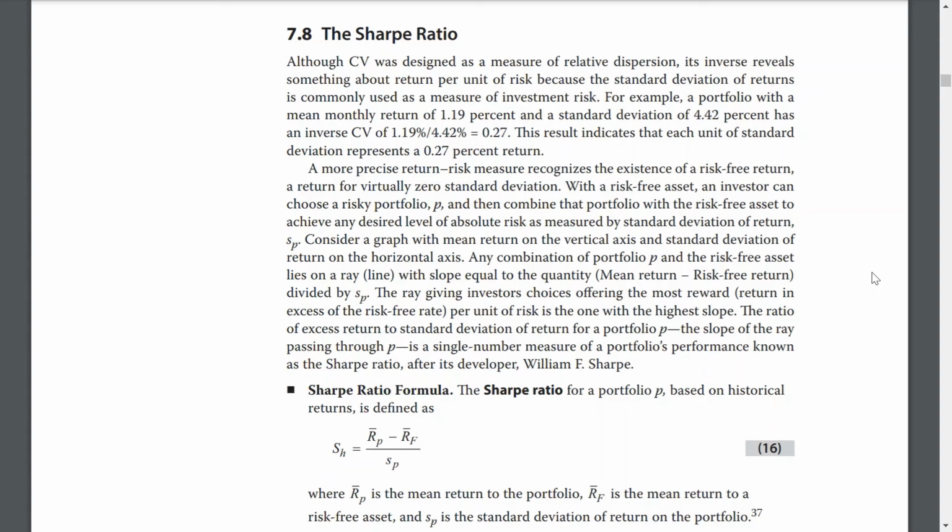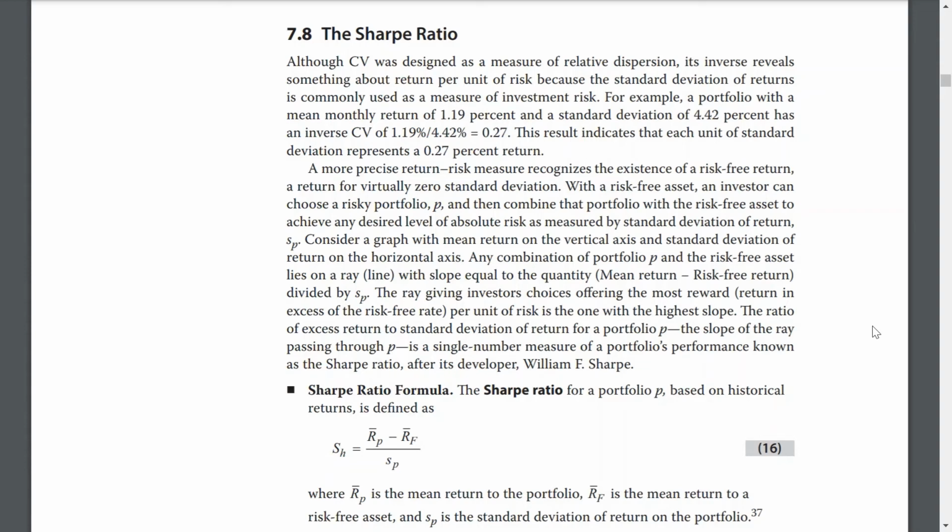Consider a graph with mean returns on the vertical axis and standard deviation of the returns on the horizontal axis. Any combination of portfolio X and the risk-free asset lies on the ray from the risk-free rate on the vertical axis, and any combination of portfolio P and the risk-free asset lies on the ray given by the slope, divided by S sub P. The ray gives investors choices offering the most reward.